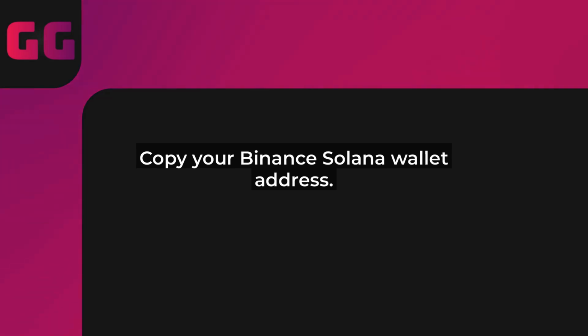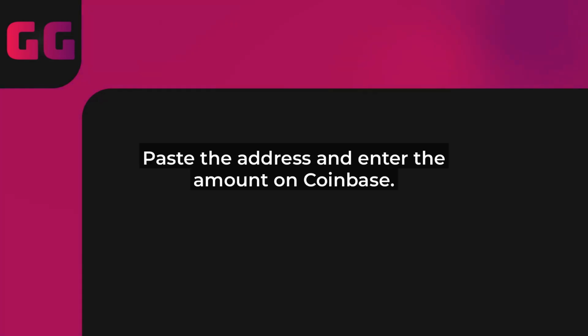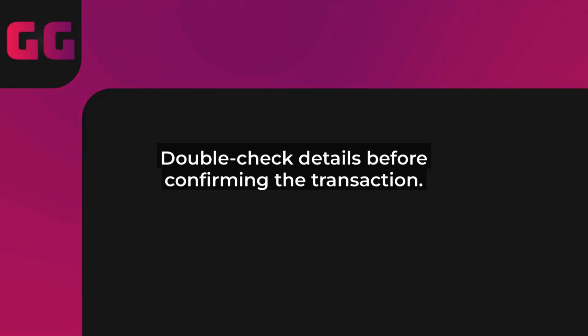Let's jump right in. First things first, make sure you have Solana in your Coinbase wallet. Log into your Coinbase account and head to the dashboard. Look for the Send or Withdraw option. It's usually right there on the main page. Select Solana from your list of assets. Pro tip: always verify that you're choosing the correct network. For Solana, it's the Solana network only.